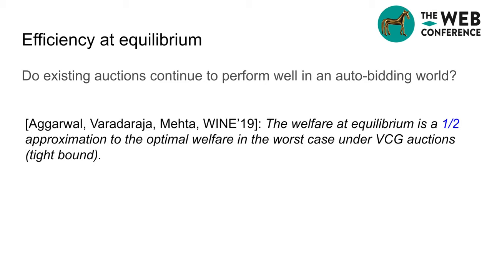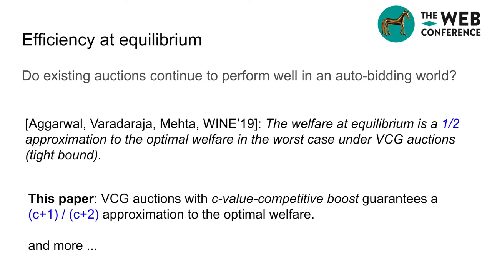From a previous work by Aggarwal et al., we know that the welfare at equilibrium could be as bad as a one-half approximation to the optimal welfare in the worst case, even under VCG auctions. And this is a tight bound. In this paper, we show that this can be improved by introducing boosts in auctions. We can improve the bound to (C+1)/(C+2), where C is a positive parameter for the boost weight. We also have more results for more complicated settings that we will introduce later.